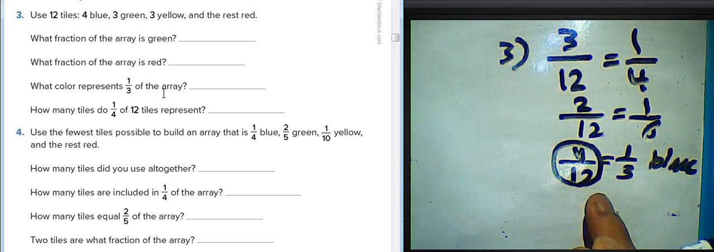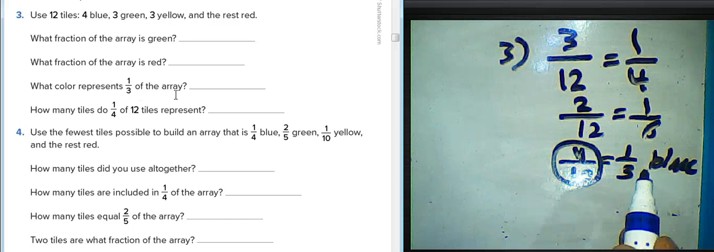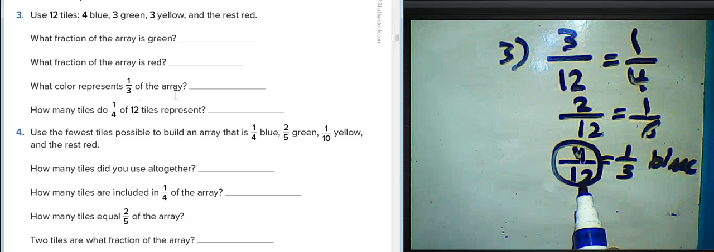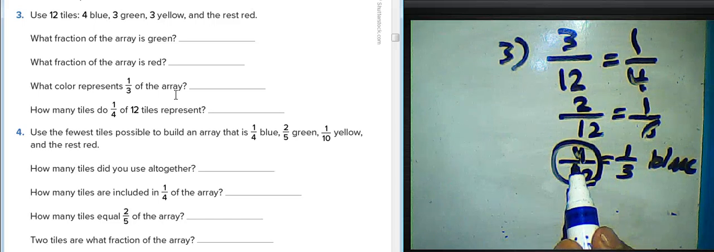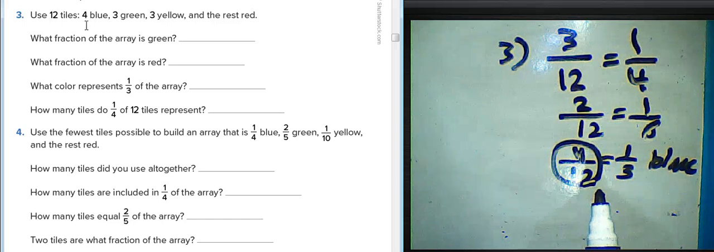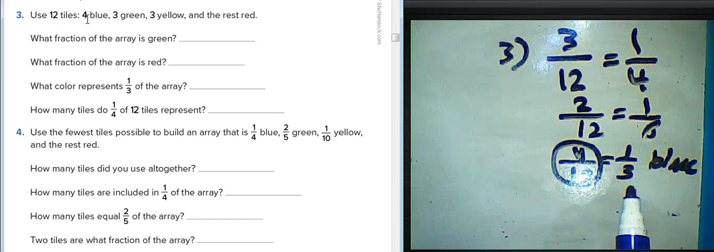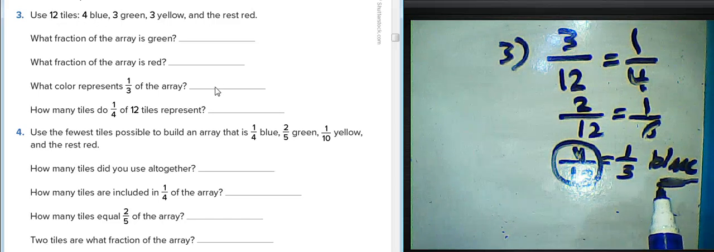Again, in this example, he asked what color represents one third of the array. You must convert the denominator 3 to 12 by multiplying by 4. 3 times 4 equals 12. Then 1 times 4 equals 4. And look here, what is the color with 4? It's blue. Then the color will be blue. Write blue in this space. Okay.